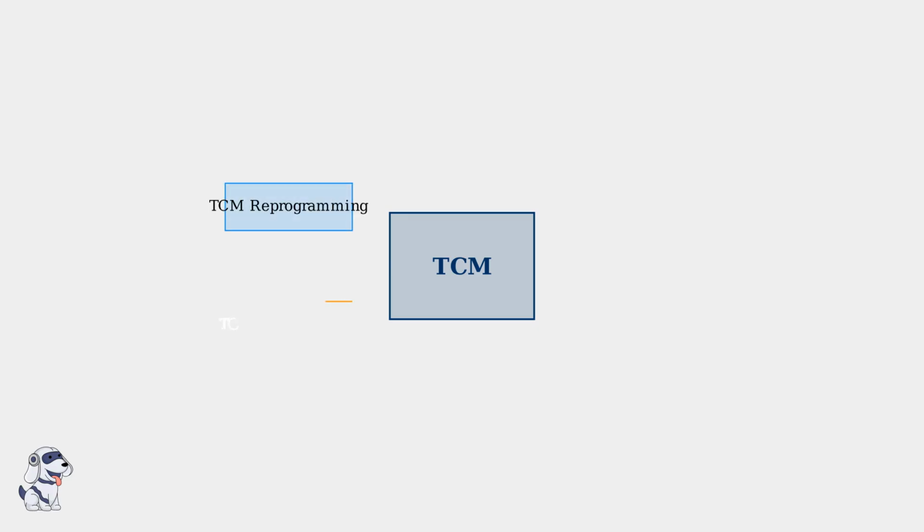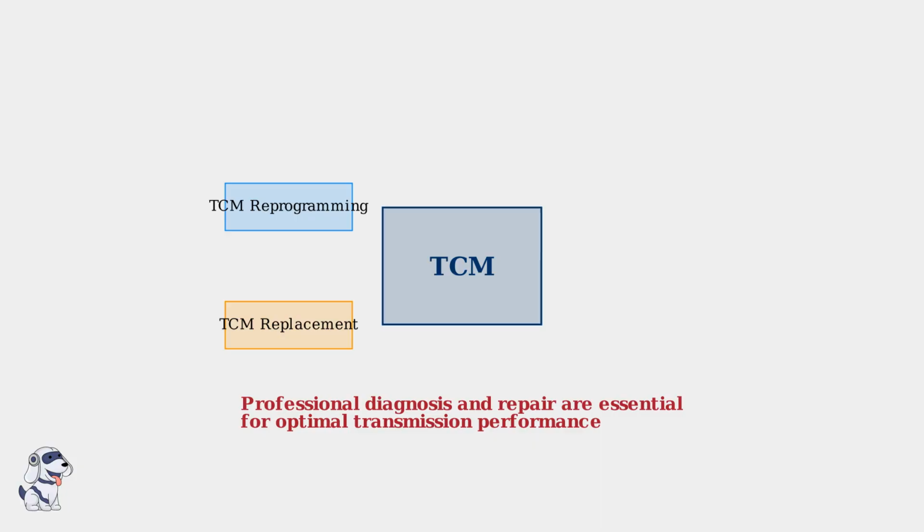Depending on the diagnosis, TCM issues may be resolved through software reprogramming to update control algorithms, or in severe cases, complete TCM replacement may be necessary to restore proper transmission function. Professional diagnosis and repair of TCM issues are essential for maintaining optimal transmission performance, preventing further damage, and ensuring the longevity of your transmission system.